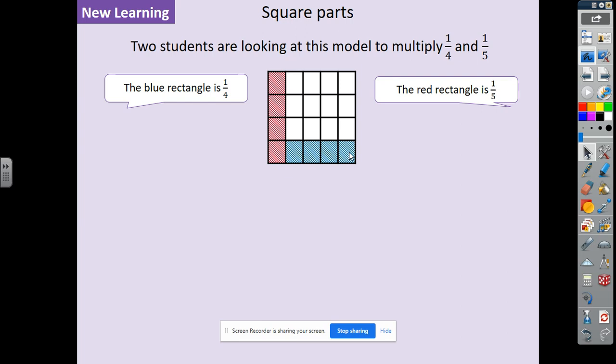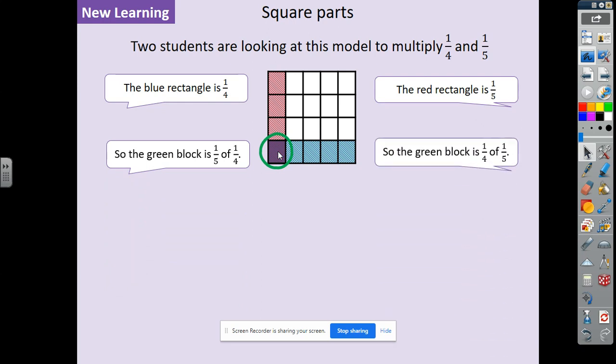down. Okay, so the part of this that we're particularly interested in is where they combine here, because we are looking at 1/4 of a fifth. So if this is a fifth, we want 1/4 of it. But equally, if this is a quarter, we want 1/5 of that quarter. So that part there is 1/5 of a quarter, or could be said to be 1/4 of a fifth. This is the same as writing 1/4 times 1/5, or as writing 1/5 times 1/4.